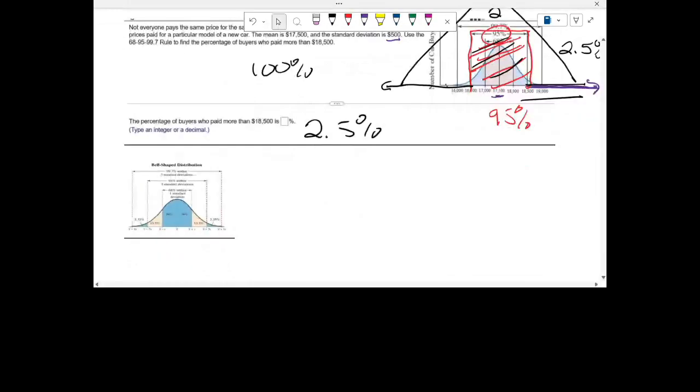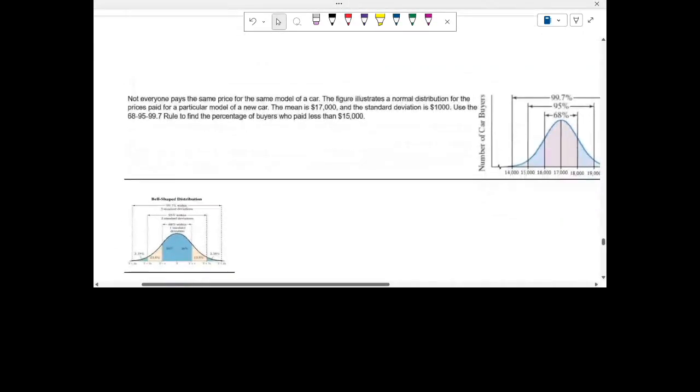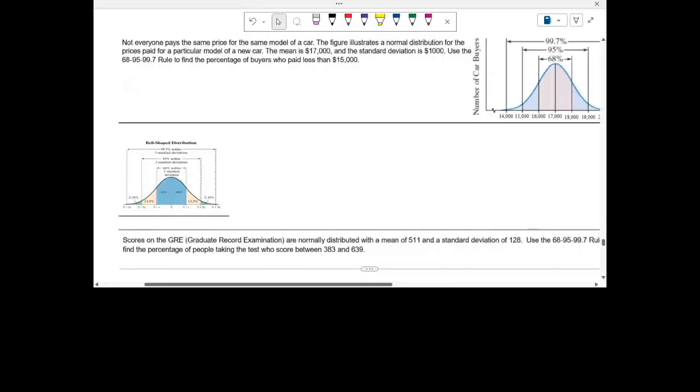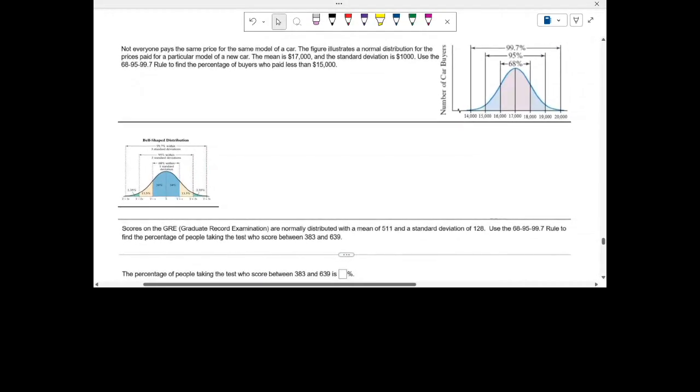All right, let me see what else we got here. Okay, another problem. Again, still dealing with the price of a car. The average here, y'all, is 17,000, there in the middle. Standard deviation is 1,000. We want to figure out what percentage of buyers paid less than 15,000. So, just like we did before, we're looking for everybody over here.